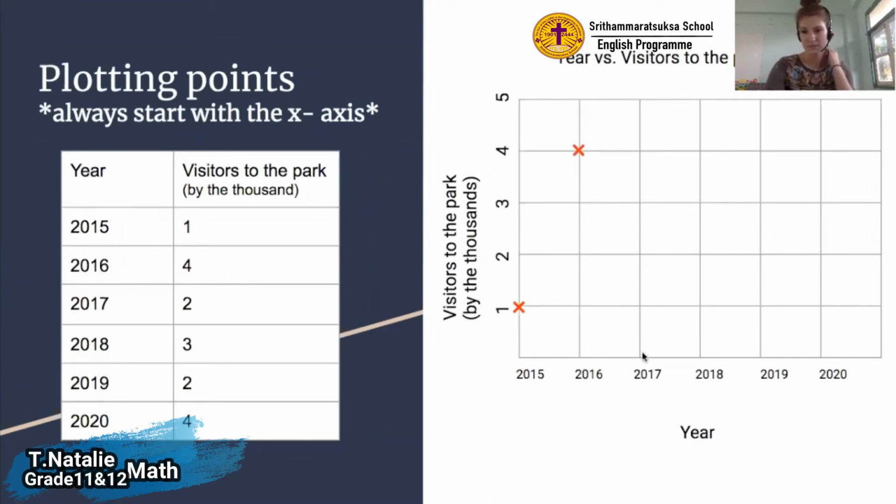Then 2017 is only 2, so I'll put my mark at 2. 2018, if you look at the chart, it's going to 3, so 1, 2, 3. And 2019, we're going to 1, 2. And finally, in 2020, there are 4,000 visitors, so we will move our mark 1, 2, 3, and 4. So now we have plotted the points for our graph.